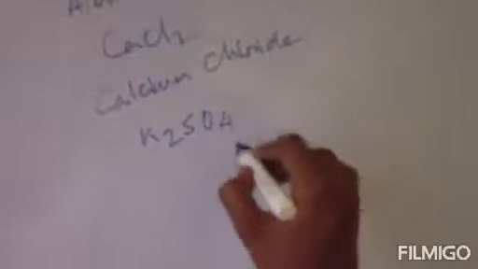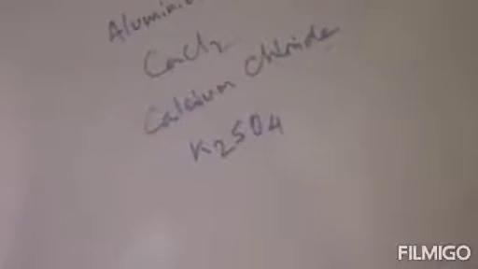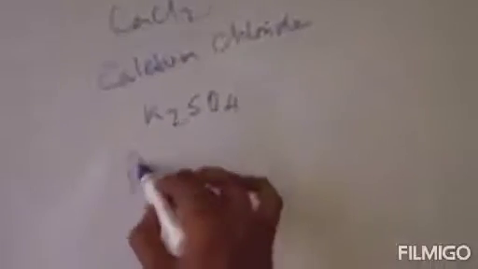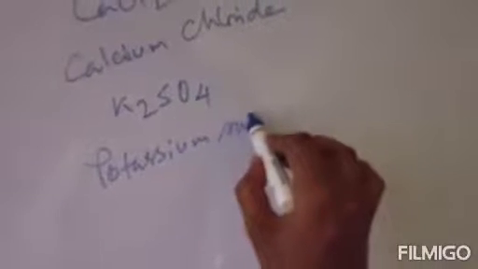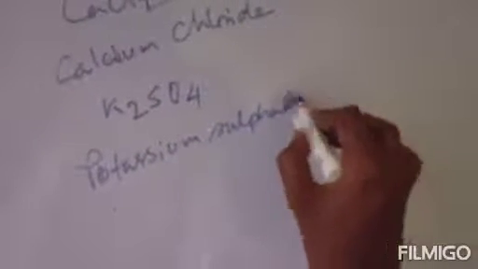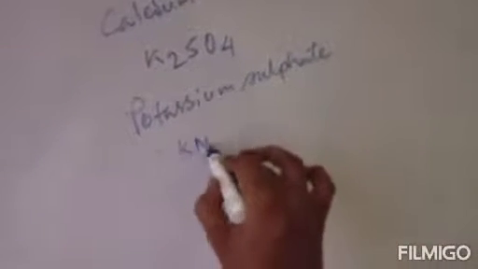Next one given as K2SO4. Now K means potassium and SO4 is sulfate. So potassium sulfate is the name.